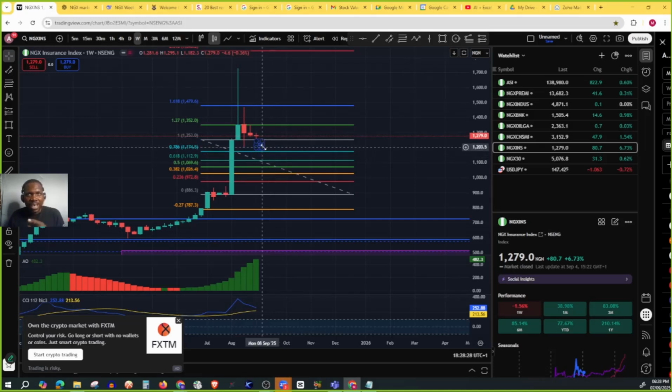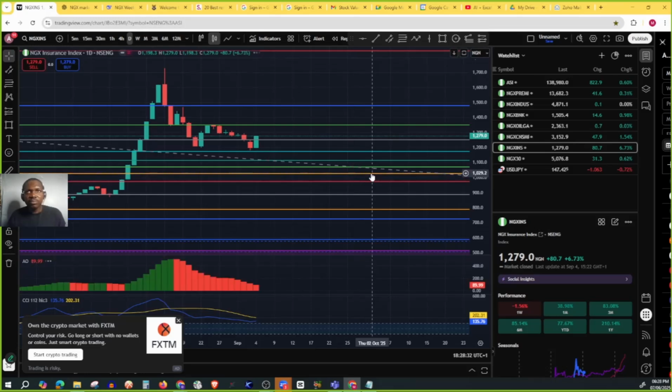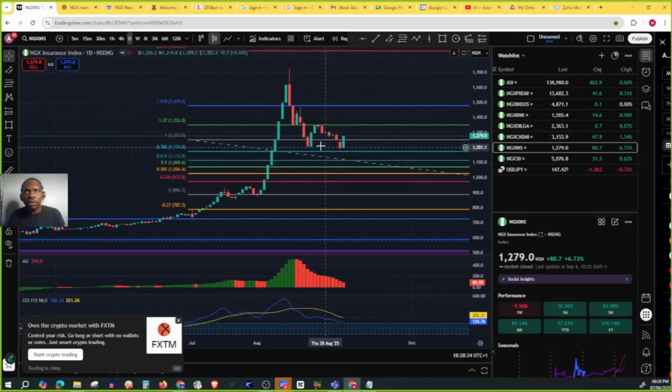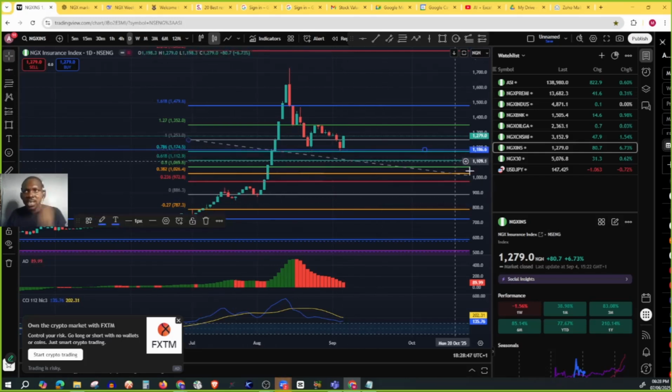So where's our entry strategy? Let's go to the daily. For the daily, what happened? Bullish engulfing here, another bullish engulfing here. That's a double bottom. So I'm going to use the low of this index here for my support. If this index comes into this place, into 1,186, we buy. That is one.